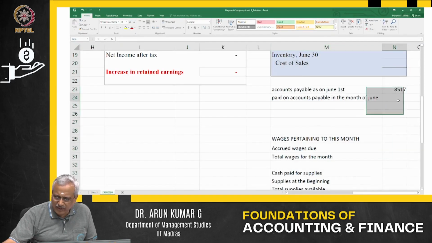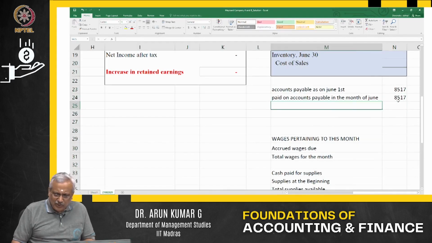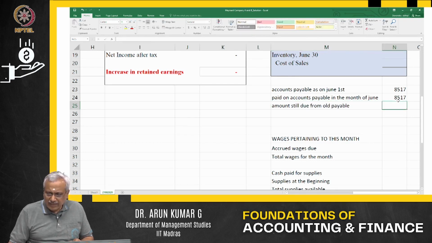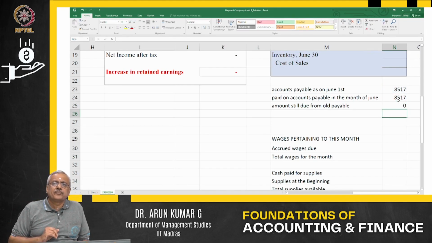So what is 8517? What is still due? The amount still due from the old payable, sorry. This is what I had to pay. I have paid so much, so the amount still due is 0.